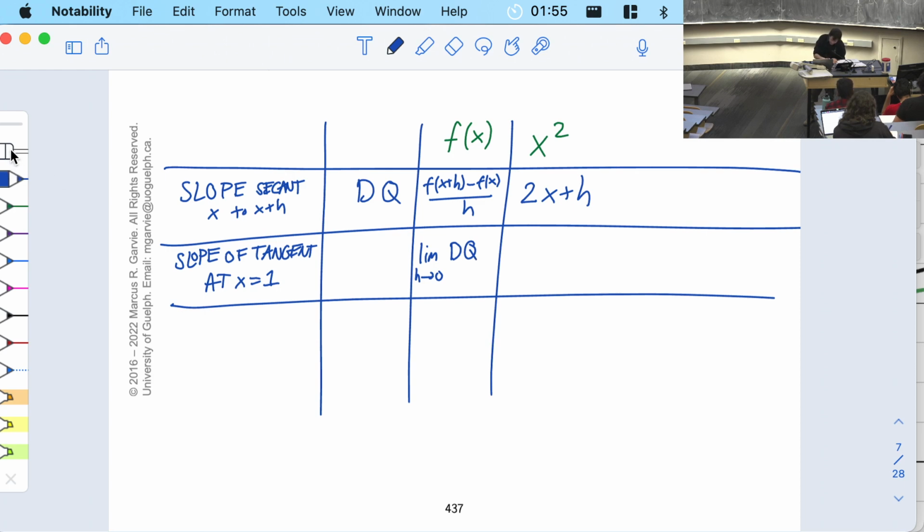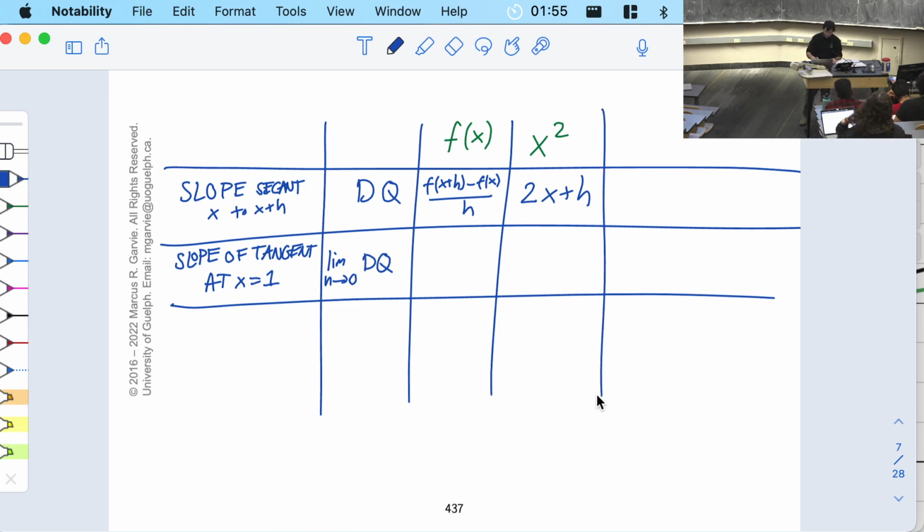Yeah, okay, let me write it. Sorry if you made the same mistake I did. Okay, I want the limit as h goes to 0 of the dq. The limit of the slope of the secant line, that is what I want to figure out. We're going to figure out what that is, and we're going to write that answer right there.